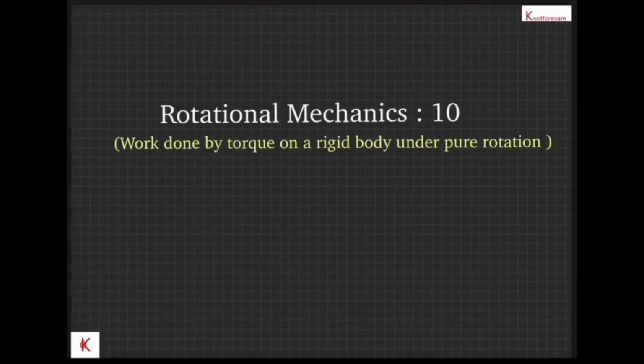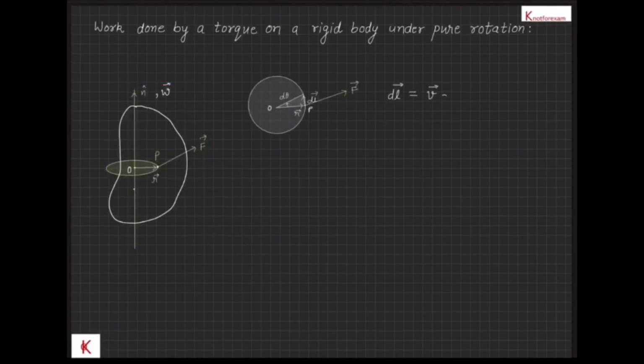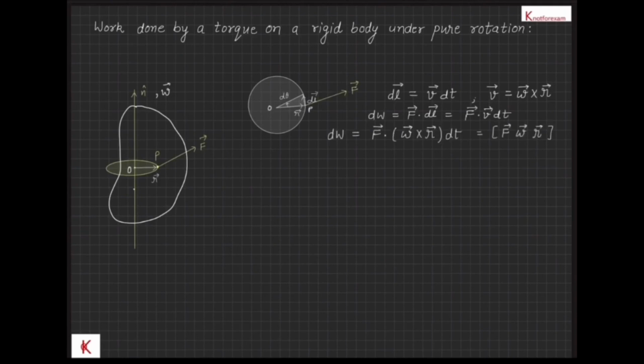As shown in the figure, the point of application of force is moving in a circle centered at point O, and the position vector of P with respect to O is r vector. Displacement of point P in dt time will be dl vector, equal to v vector into dt, where v vector is equal to omega vector cross r vector. Therefore work done by force F in dl vector displacement will be equal to F vector dot dl vector, which is F vector dot v vector into dt, equal to F vector dot omega vector cross r vector into dt, that is the box product of F vector, omega vector, r vector into dt, equal to r vector cross F vector dot omega vector into dt.